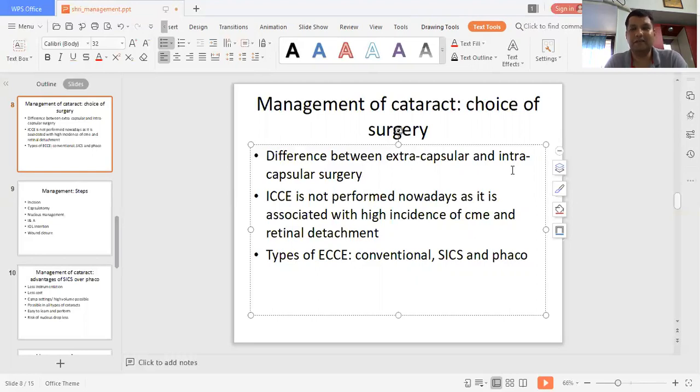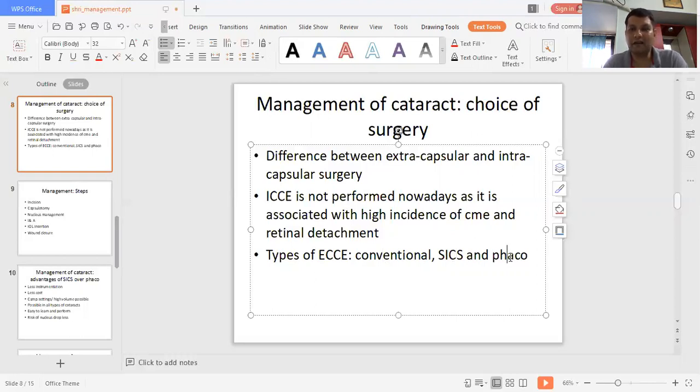Only when the lens is dislocated into the posterior segment, sorry, in the vitreous cavity, then we do intracapsular surgery. So mostly, as I hope you have understood, we are doing extracapsular surgery, in which we are leaving the posterior capsule behind. There are various ways by which we can achieve this task. Basically, there are three types of ECC. ECC means extracapsular cataract surgery. One is conventional, other is SICS, and other is phaco.